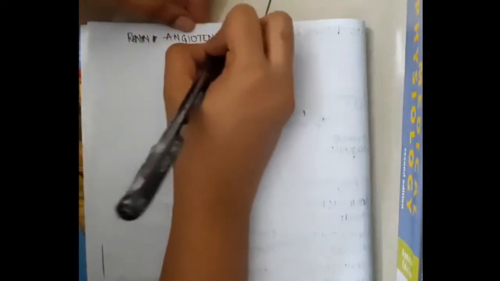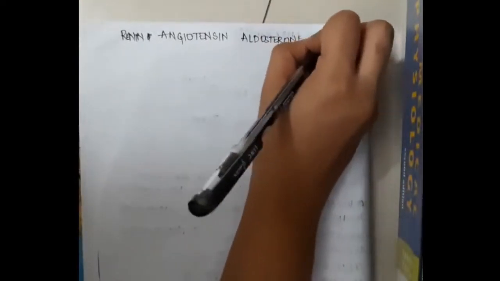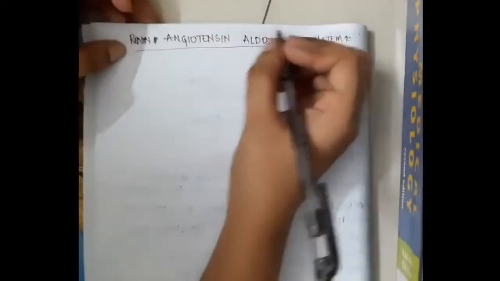Hello friends, let us now learn some important points about the next system, which is the renin angiotensin aldosterone system. Now let us learn about the renin angiotensin aldosterone system. So in the renin angiotensin aldosterone system, first we have the liver.